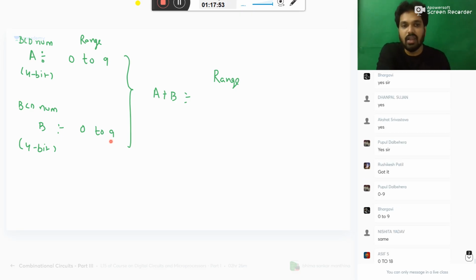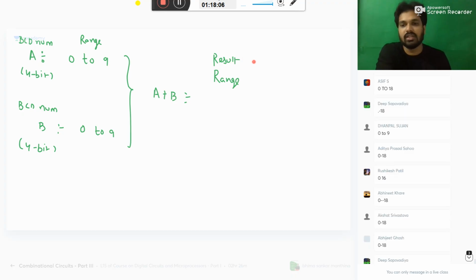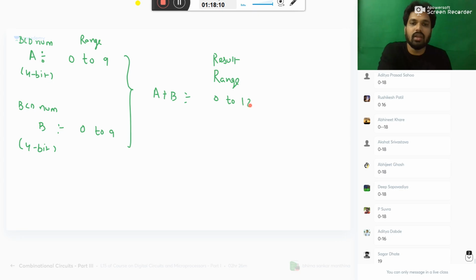Why 0 to 9 here? Add A plus B: 0 plus 0, 0 plus 1, 1 plus 1, up to 9 plus 9. What is the range of this addition? What is the result? Okay, you say result range. Result range is 0 to 18. 1, 8. Very good, very good.